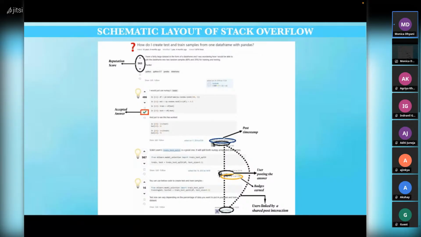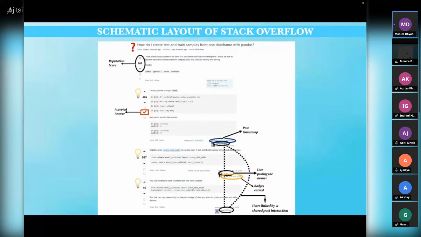And below the question post are the series of answers submitted by the users in the platform. Among those answers, at the top appears the answer post which has been chosen as the accepted answer, and you can see that it has been highlighted by the green check mark. So this is how a Stack Overflow interface looks like.